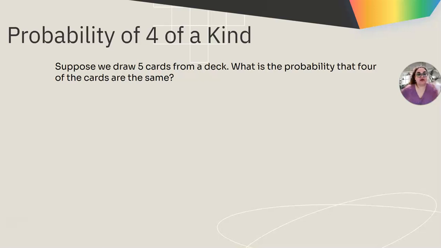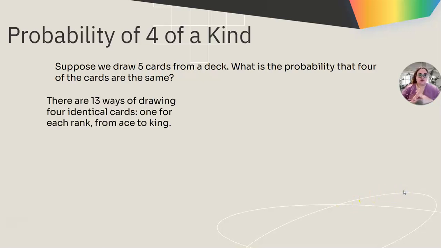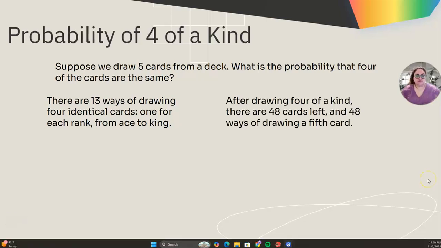What's the probability of 4 of a kind? Okay, so suppose that we have 5 cards from a deck. What's the probability that 4 of the cards are the same? So we have to think about this. There are 13 ways of drawing the same exact cards, right? You can draw 4 2s, 4 4s, 4 jacks, 4 kings, 4 aces. There are 13 different ways of this happening. After drawing 4 of a kind, then you have 48, because 52 minus 4 is 48 cards left, for which you can draw that 5th card.